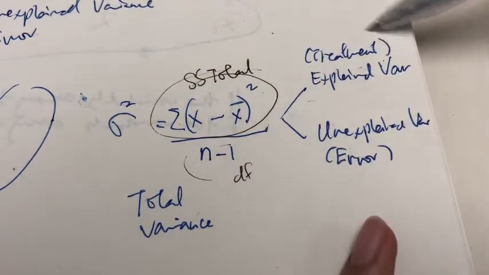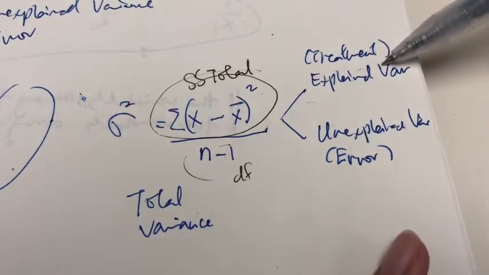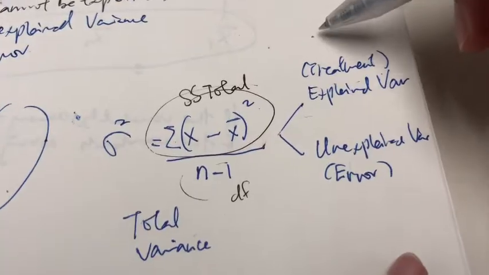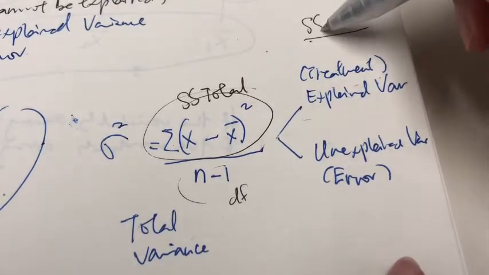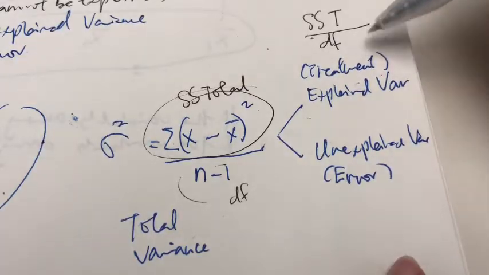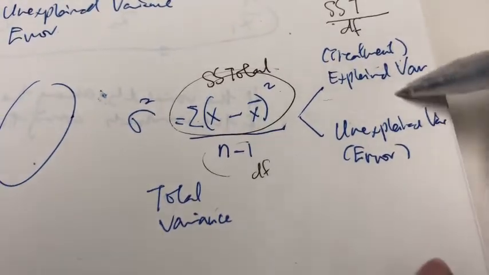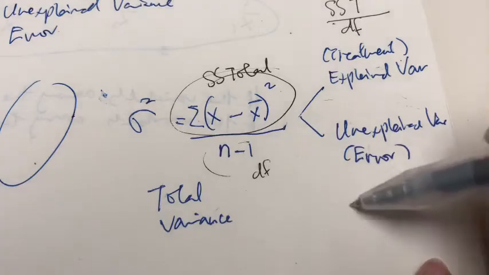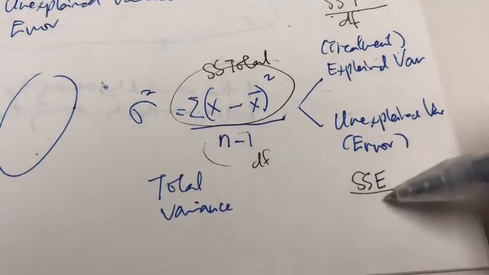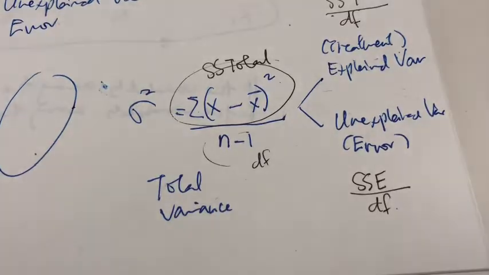Likewise, when we want to calculate the explained variance, it also consists of two parts. One is the sum of squares due to treatment over the degrees of freedom for the treatment. And down here, to get the unexplained variance, it is also divided into two parts, which is the sum of squares for the error over the degrees of freedom for the error.